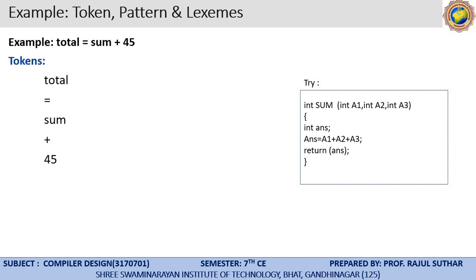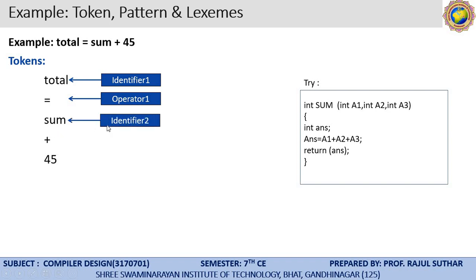Here is one more example: total is equal to sum plus 14. So total, is equal to sign, sum, plus, and 14 are the tokens of this particular statement. Total is an identifier. Is equal to is an operator, the first operator, so operator 1. Sum is a second identifier, so identifier 2. Plus is a second operator, and 14 is a constant number. This way you can identify these tokens.